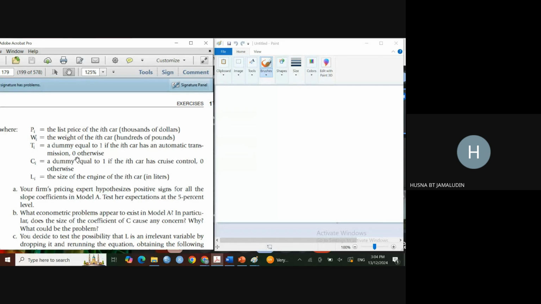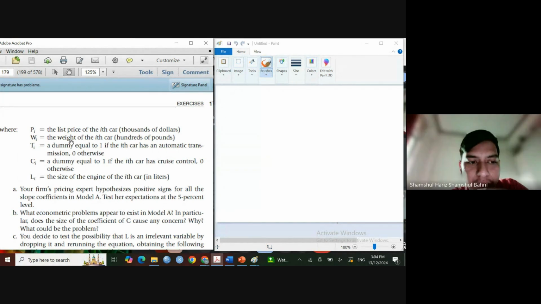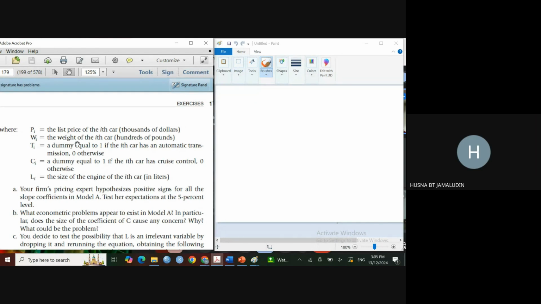So what is your expectation regarding the weight? Is it negative or positive? Positive. So the higher the weight, the higher the price of the car. Correct. Next is the dummy equals to 1 if the car has an automatic transmission.